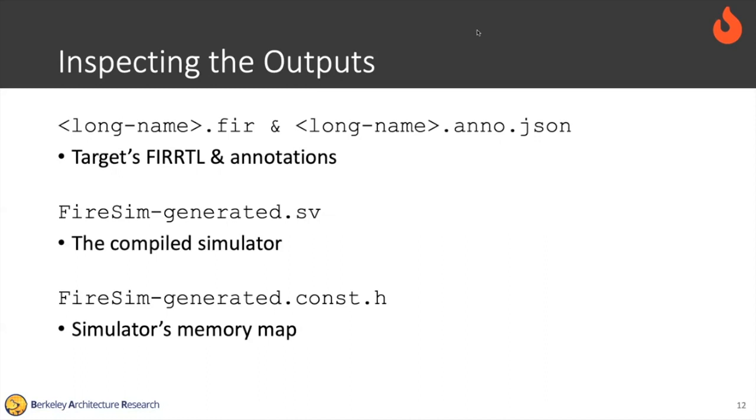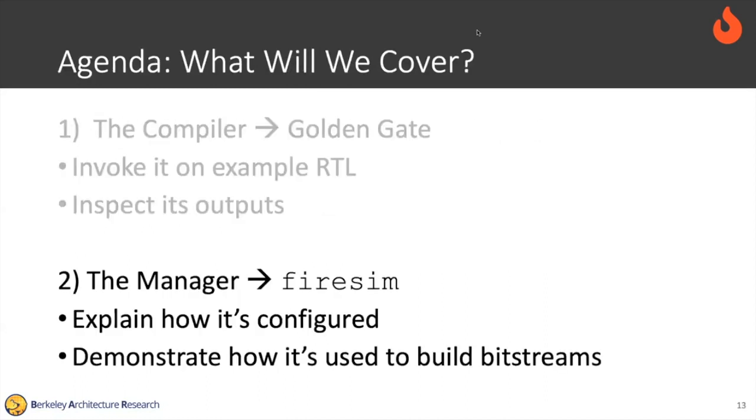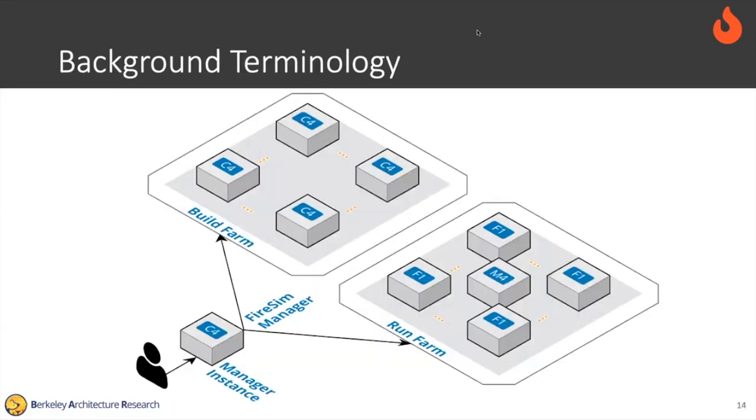Next, we'll talk a little bit about the manager, which is the firesim command. In this case, we're going to talk a little bit about its configuration and what it actually does. So some background terminology here. This is basically the picture that we refer to in the AWS side that shows both build farms and run farms. And I'll talk about what those are exactly.